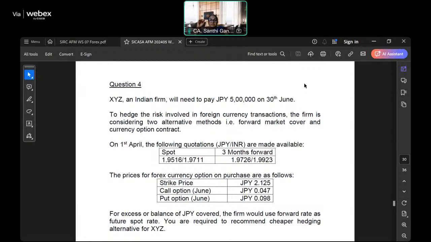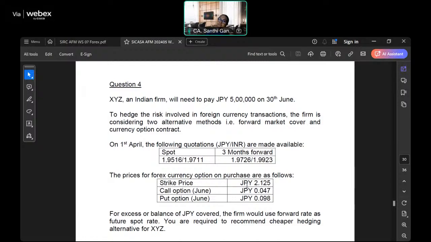On 1st April, quotation is given. What is the spot rate? What is the 3 months forward? They have given. Then the prices for foreign currency, forex currency option on purchase are as under. Now, strike price is given. Call option, what is the premium given? Put option, what is the premium given? Price is given in Japanese yen.